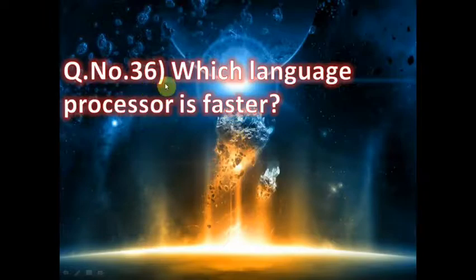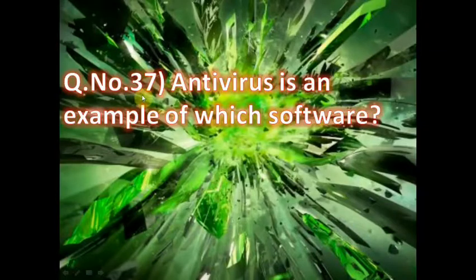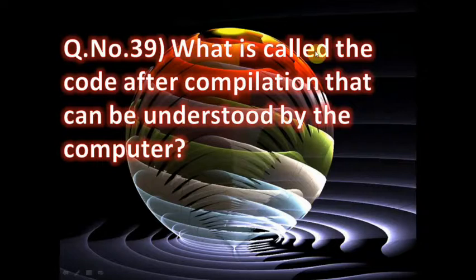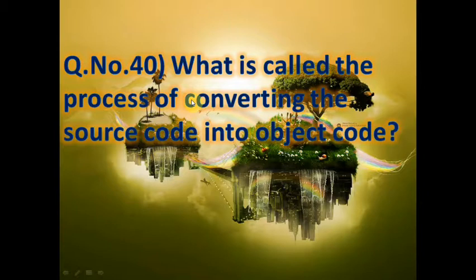Now next question number 36, which language processor is faster? You know three types of language processor, and which language processor is faster? Next question number 37, antivirus is an example of which software? 38, what is called the programming code that can be understood by the programmer? Now question number 39, what is called the code after compilation that can be understood by the computer or machine? Now question number 40, and this is the very last question of this lesson, computer software. What is called the process of converting the source code into object code?